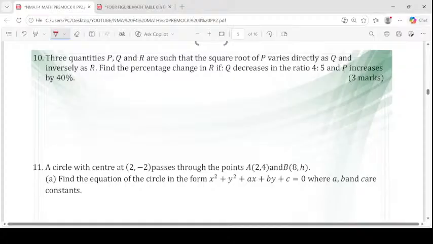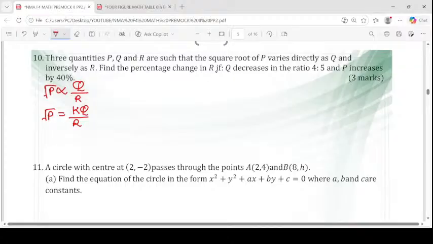First of all, let us see this. They are saying that the three quantities are such that the square root of P varies directly as Q and inversely as R. So if this is the case, this is a joint variation. So I can say that root P is equal to KQ over R, where K is our constant.